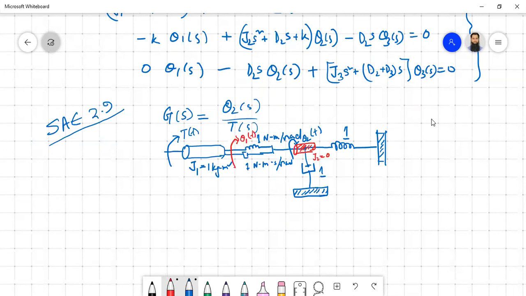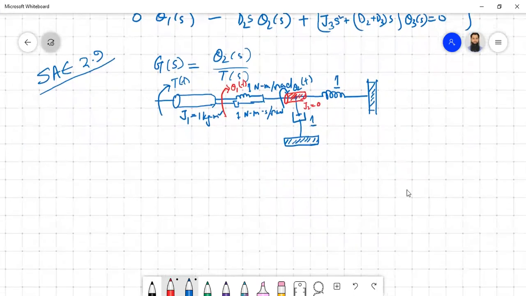Okay, so let's try to solve this one. You have to find out the transfer function between the angular displacement 2 with respect to the torque that is applied actually into angular displacement 1. So how to write it? Let's say that two equations definitely should be there, one for theta 1 and one for theta 2.